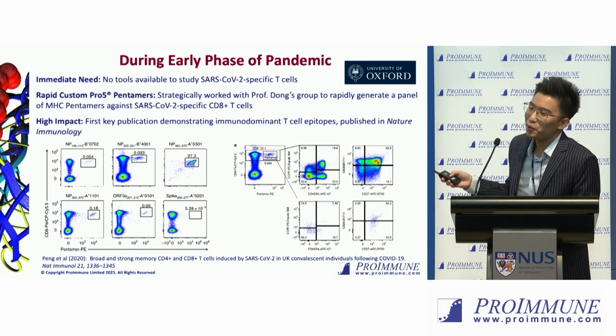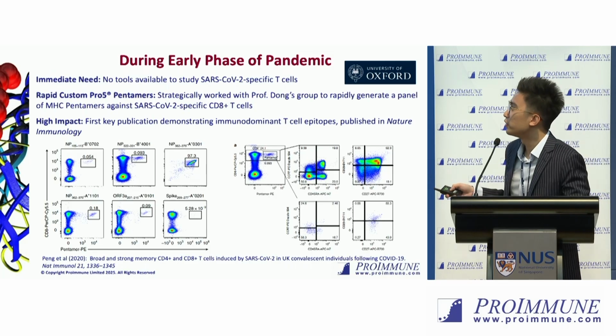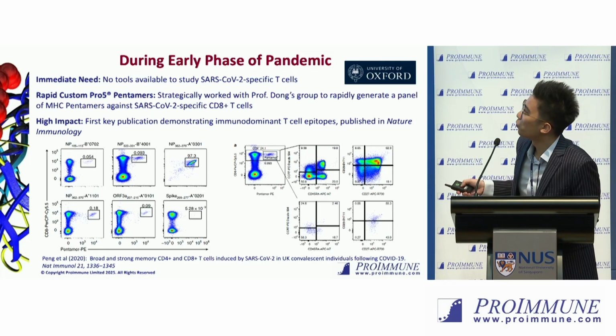is the 6 immunodominant T cell epitopes that were stained using our pentamers. So you can see the sensitivity here, looking all the way down to 0.005% of the population being captured. And then here on the right is a further phenotypic characterization of an antigen-specific T cell, one of these immunodominant T cell epitopes.